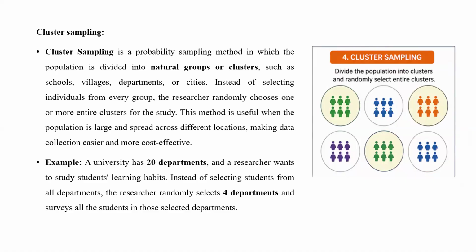And cluster sampling. Clustering actually means grouping. So cluster sampling is a probability sampling method in which the population is divided into natural groups or clusters such as schools, villages, departments and cities. Suppose, for example, a football coach wants a team, we can group and do it. A cricket team, we can group and do it like this. Instead of selecting individuals from every group, the researchers randomly choose one or more entire clusters for the study. This method is useful when the population is large and spread across different locations, making data collection easier and more cost effective.